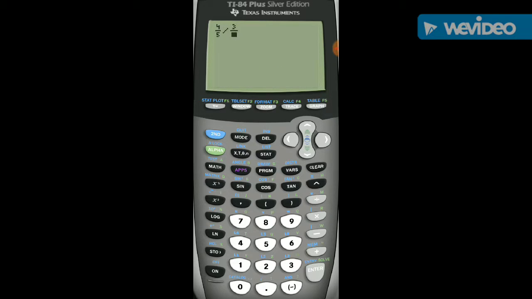So checking, we see that 4/5 divided by 3/5 gives us, in fact, 4/3. And now we're going to check for the cotangent. And we do the same thing, math over to number and down to letter D. And 3/5 divided by 4/5 gives us 3/4.